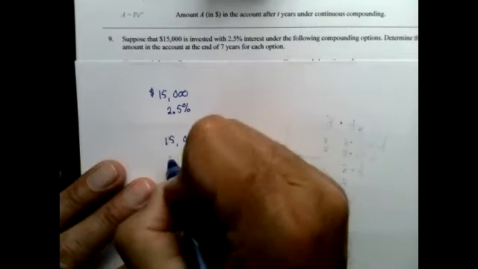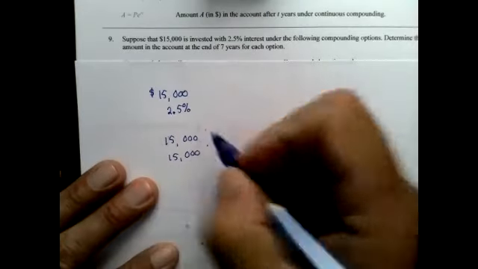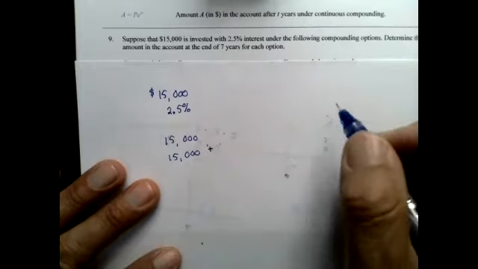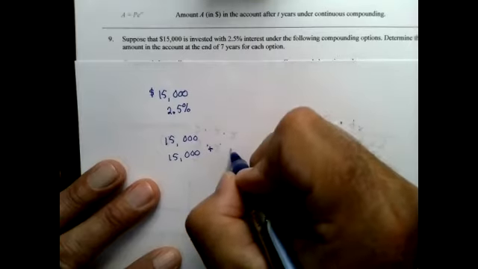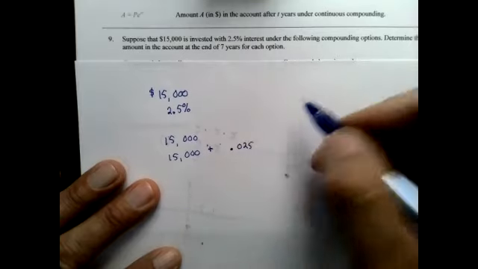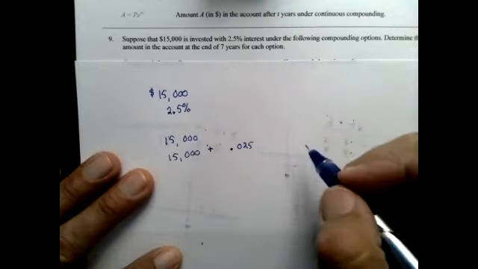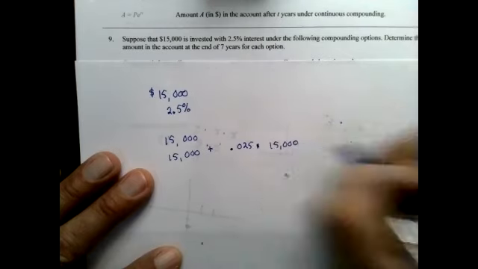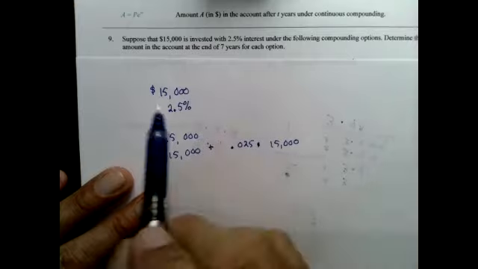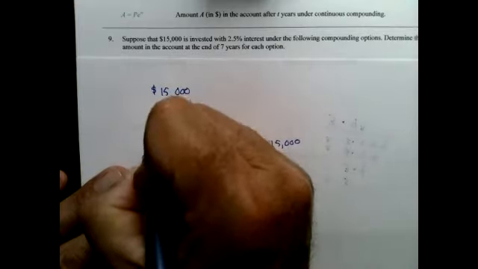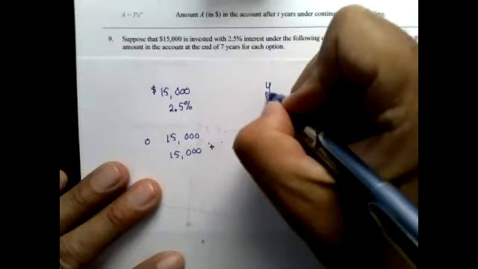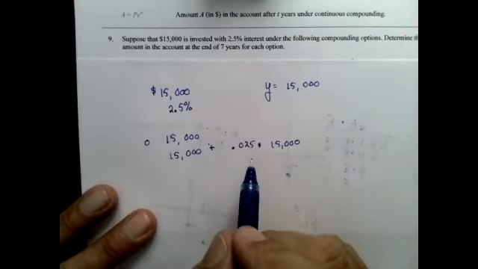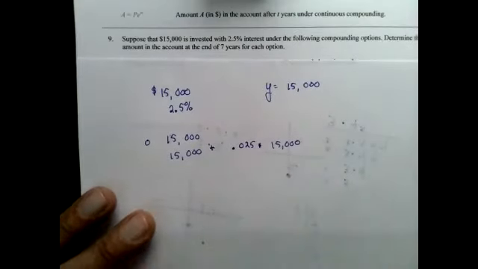And at the end of the first year, I'm going to have 15,000. And then I'm going to be adding 2%, 0.025 of the 15,000, times the 15,000. So I start with this. That's my initial value, right? Yeah, I got that going. That's my initial value. And at the end of the first year, I have something that looks like this.